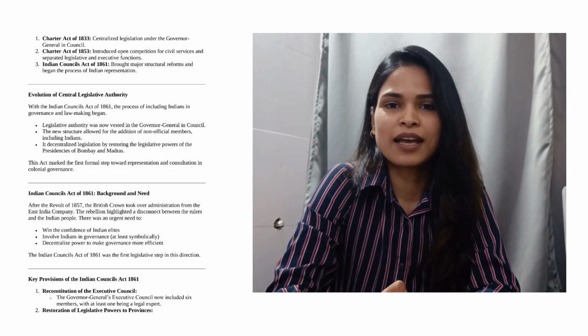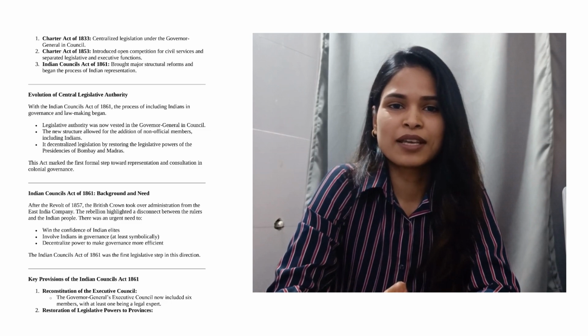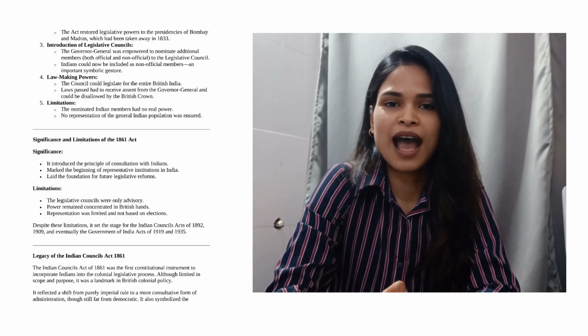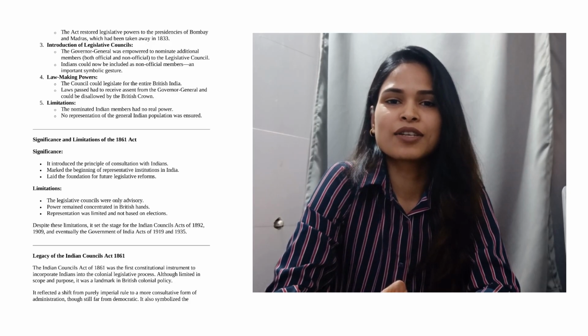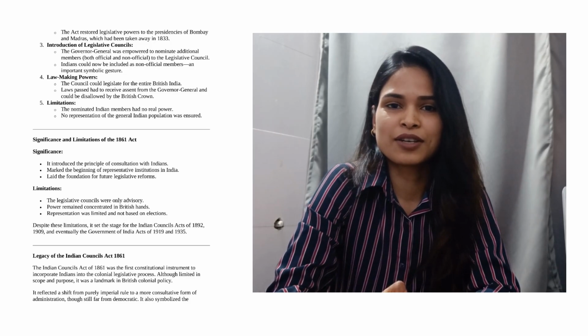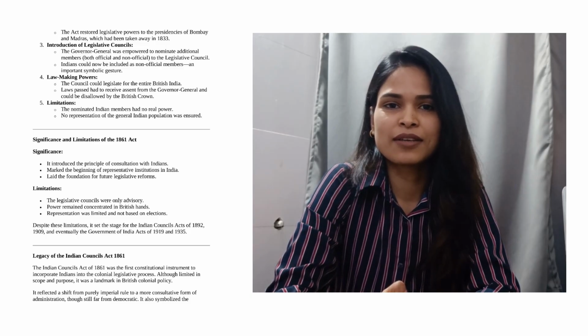Key provisions of the Indian Councils Act 1861. Reconstitution of the Executive Council. The Governor-General's Executive Council now included 6 members, with at least one being a legal expert. Restoration of legislative powers to provinces. The Act restored legislative powers to the presidencies of Bombay and Madras, which had been taken away in 1833. Introduction of legislative councils. The Governor-General was empowered to nominate additional members, both official and non-official, to the Legislative Council. Indians could now be included as non-official members, an important symbolic gesture.